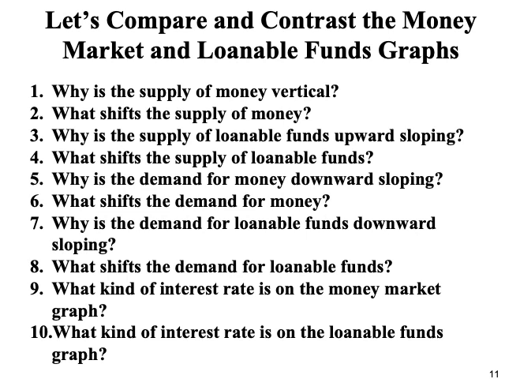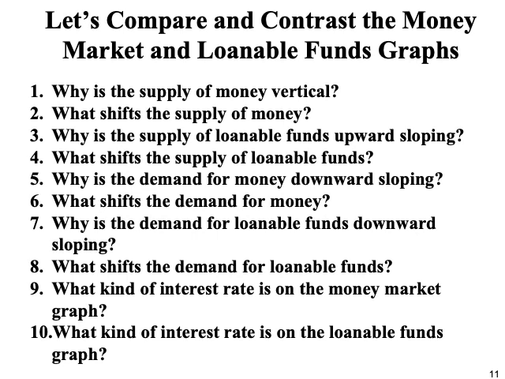Number one, why is the supply of money vertical? That's because it's set by the central bank, so it's going to be independent of the interest rate. And because it's set by one institution, it's going to be vertical at a certain quantity.